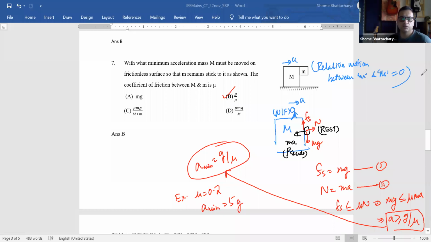So the main thing is the free body diagram in the non-inertial frame, because in the non-inertial frame it's very easy to understand that this block is at rest. Okay, so I'm clearing the free body diagram.